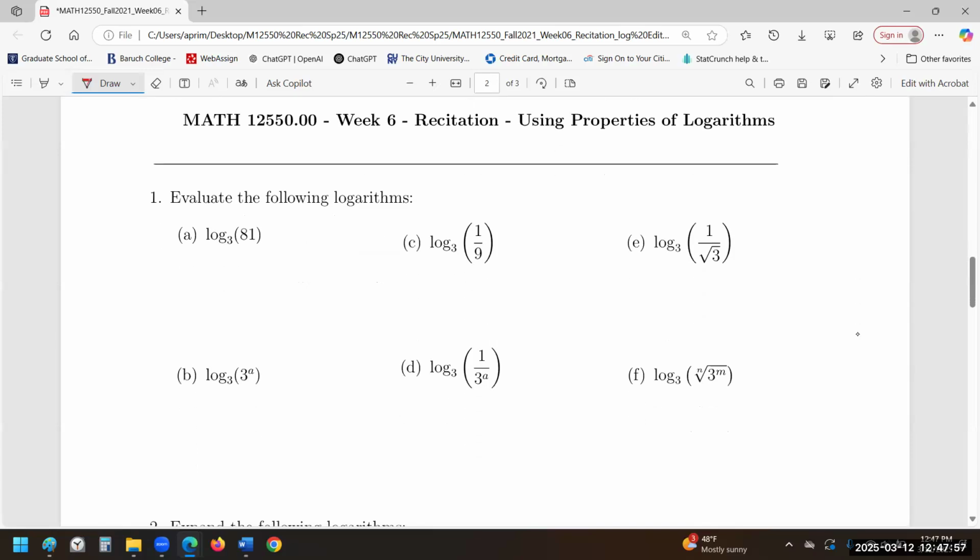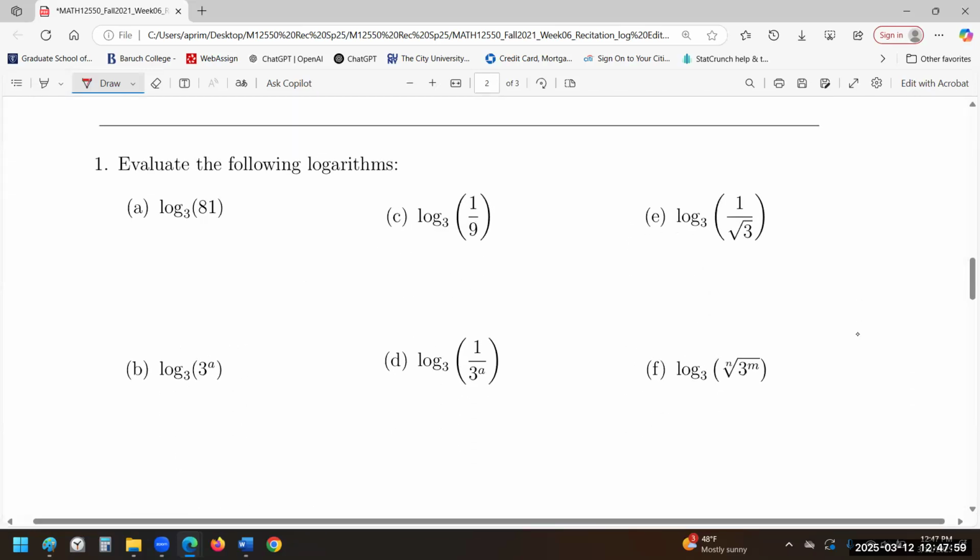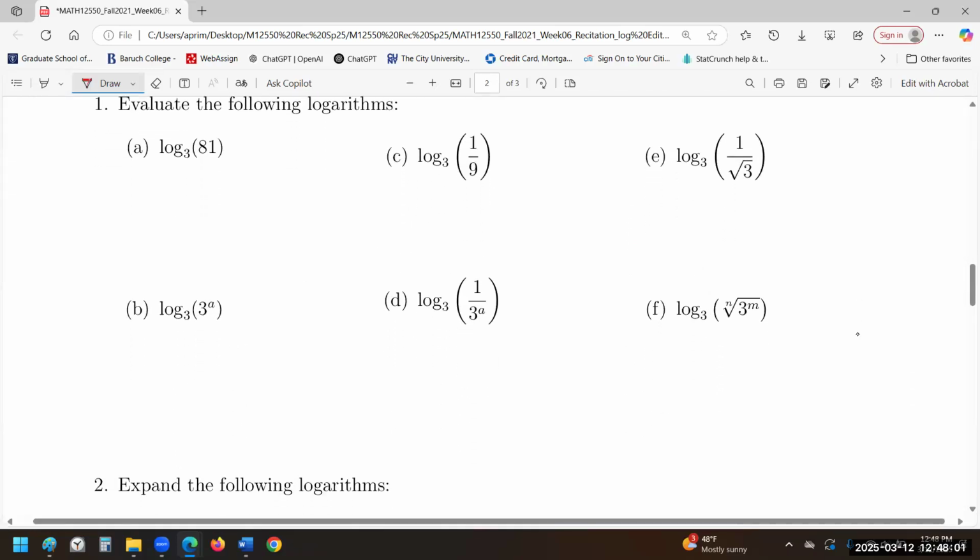Okay, the first page. It says, evaluate the following logarithm. It means simplify. Use the logarithmic properties and simplify.